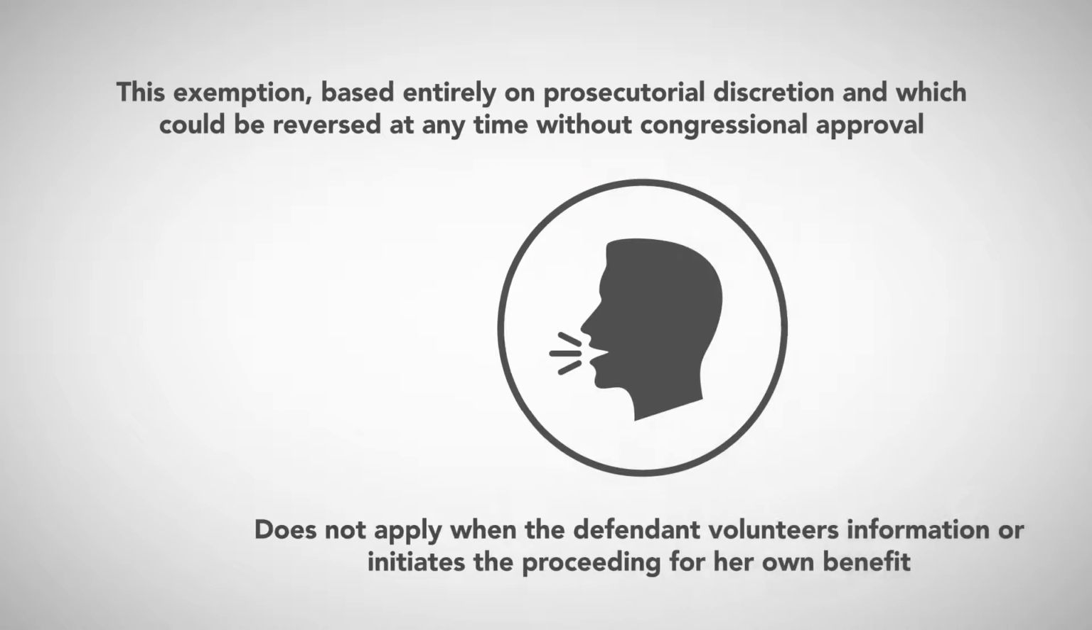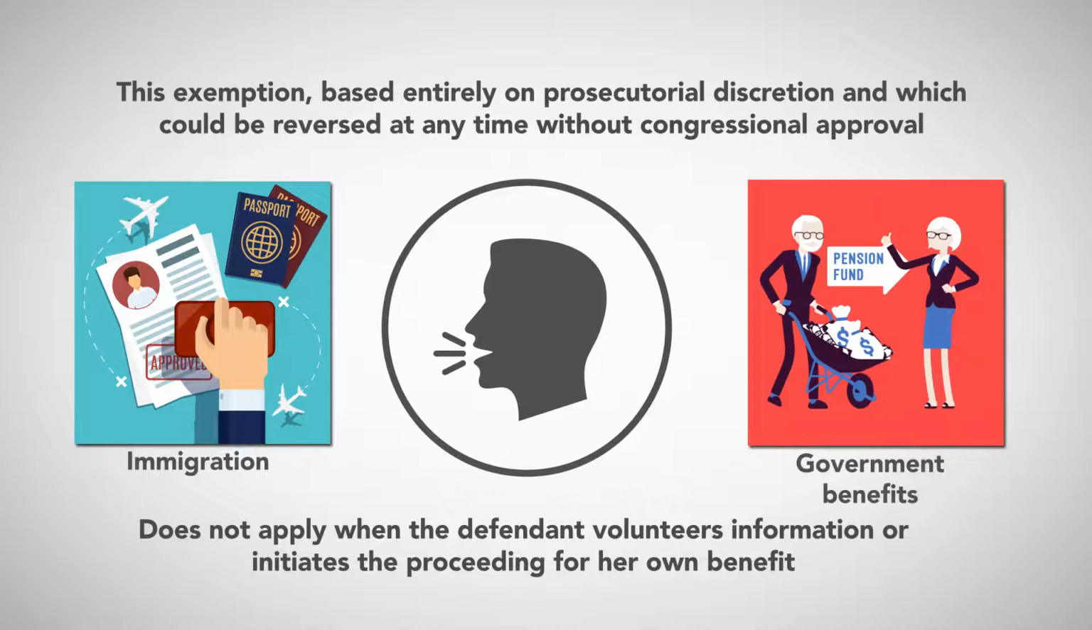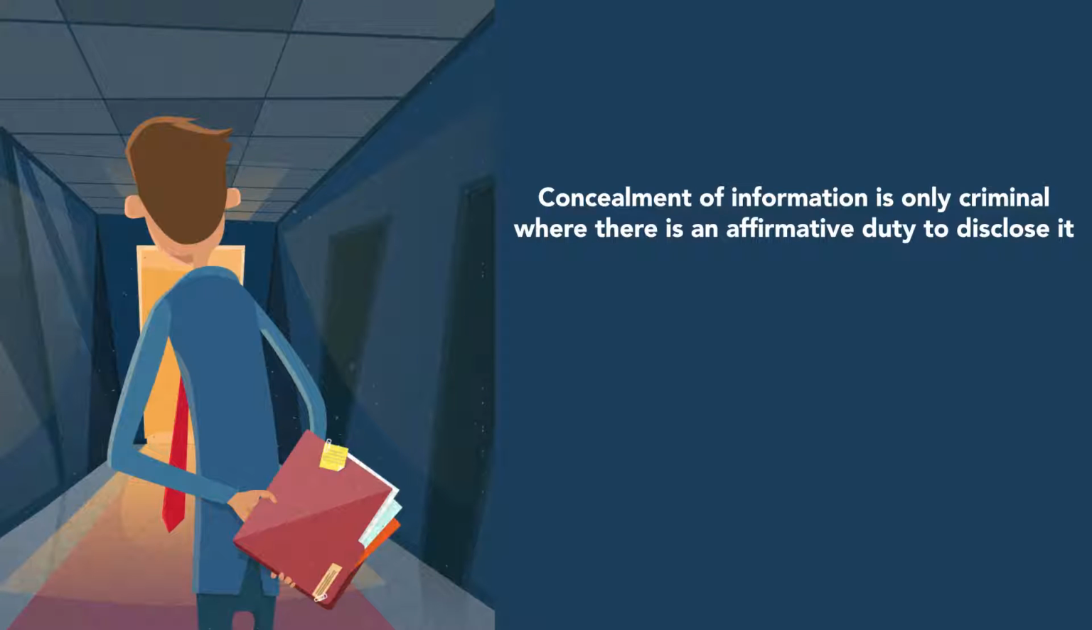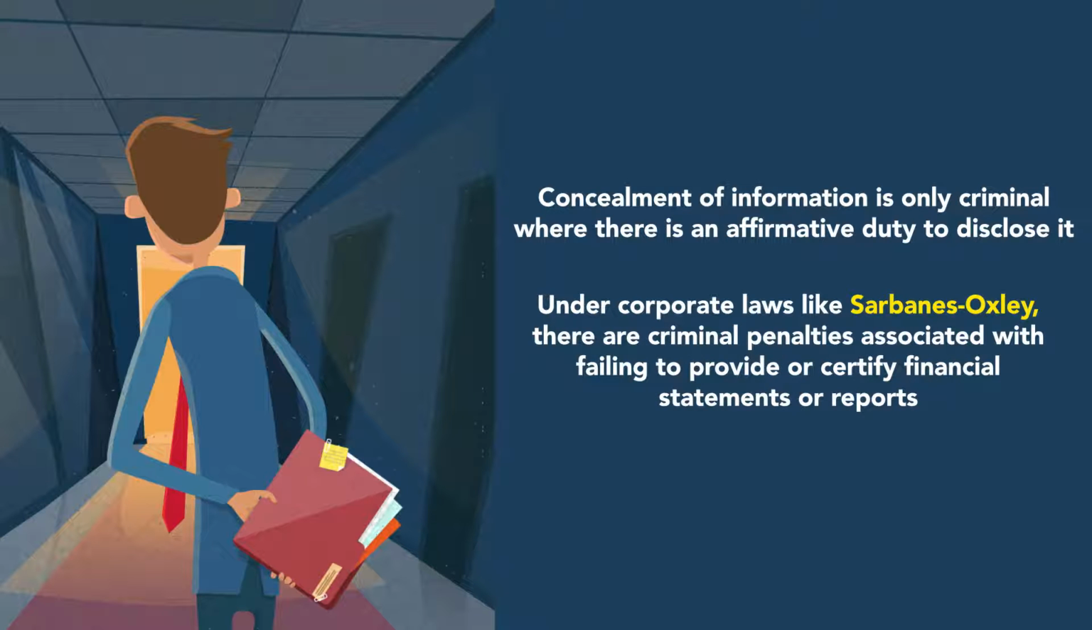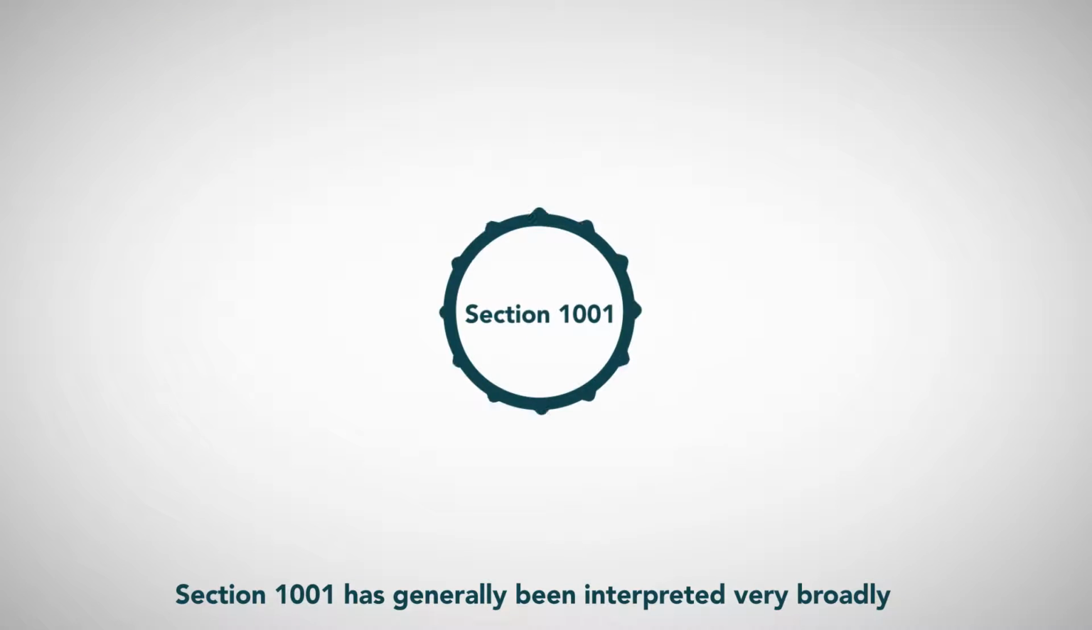congressional approval, does not apply when the defendant volunteers information or initiates the proceeding for her own benefit, such as for immigration or government benefits applications. Note that concealment of information is only criminal where there is an affirmative duty to disclose it. For example, under corporate laws like Sarbanes-Oxley, there are criminal penalties associated with failing to provide or certify financial statements or reports. Those limitations aside, Section 1001 has generally been interpreted very broadly.